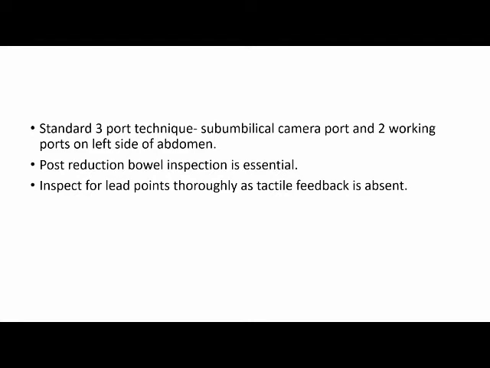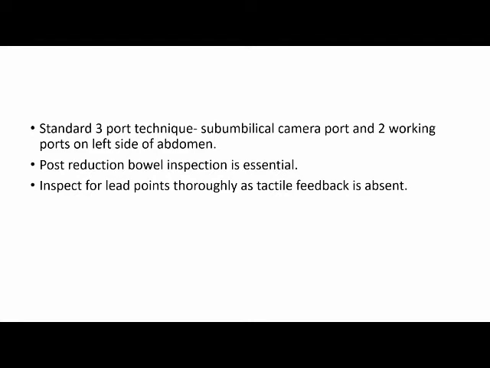Usually, in long-standing cases of intussusception, the intussusceptum will be dusky. So in that case, you can apply a warm mop and also give 100% oxygen for 10 minutes, and then again reassess the bowel.